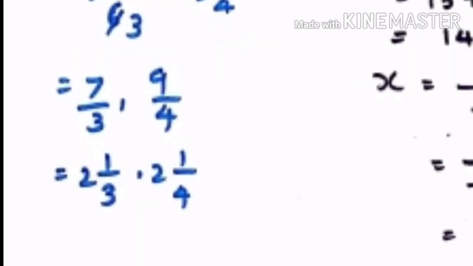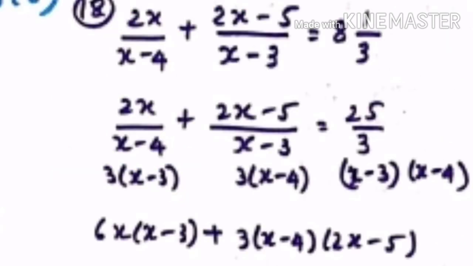And then again, if you can see 7 by 3 and 9 by 4, you can convert it into mixed fraction. So 2 integer 1 by 3 and 2 integer 1 by 4, that is our final answers. Let us move on to question number 18.